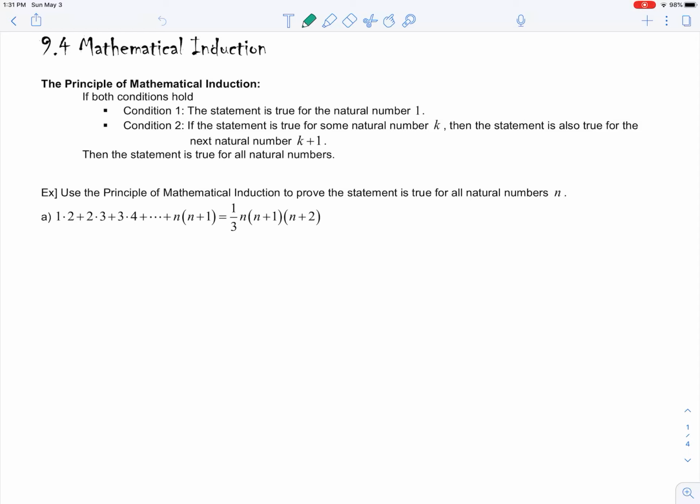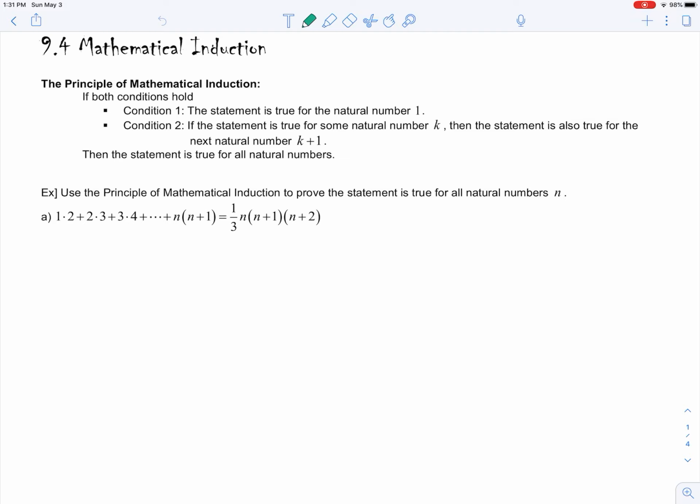Hey guys, now we're in section 9.4, which is a proof technique called mathematical induction. The way mathematical induction works is you show that a statement is true for the natural number 1. And then the next thing you show is that if it is true for k, then it is implied that it is true for k plus 1.